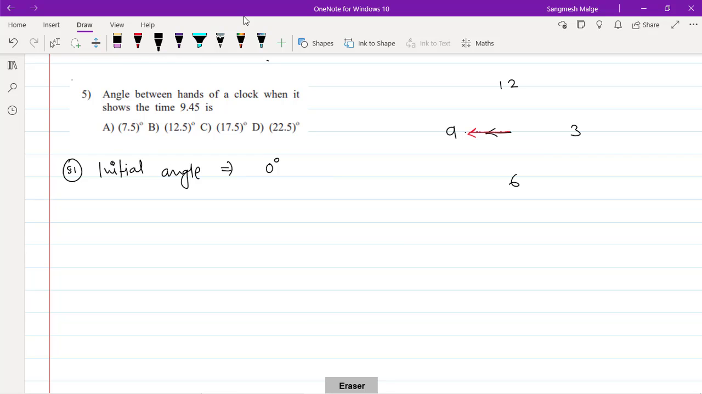But tell me, for overlapping this is the case, right? At 9 o'clock the angle between the two is 90 degrees in this condition. But tell me, this minute hand is revolving for 45 minutes. It is moving ahead for 45 minutes, and because of this movement of the minute hand, the hour hand will also move by some degrees. We have to find that.